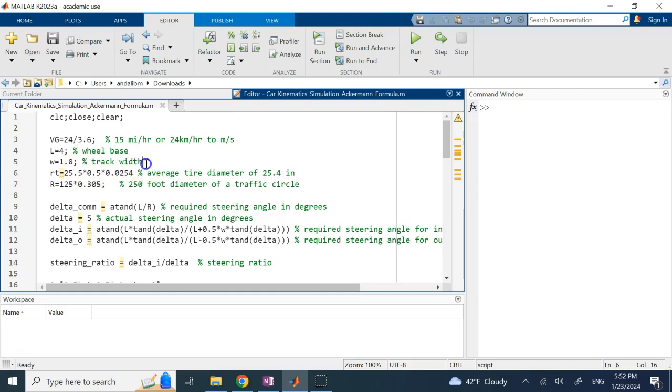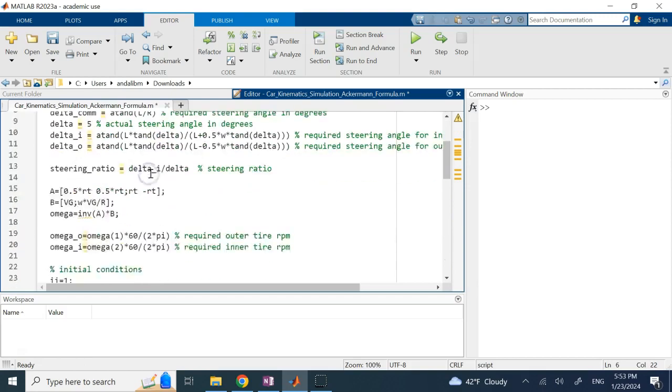For a basic sedan car I found the track width to be 1.8 meters, and the wheelbase to be about 4 meters. And here we assume that you are going about 15 miles per hour around the circle. You're not going to turn the circle very fast, which is equivalent to 24 kilometers per hour. If you want to convert it to meters per second, then you divide it by 3.6. So this is Vg in meters per second.